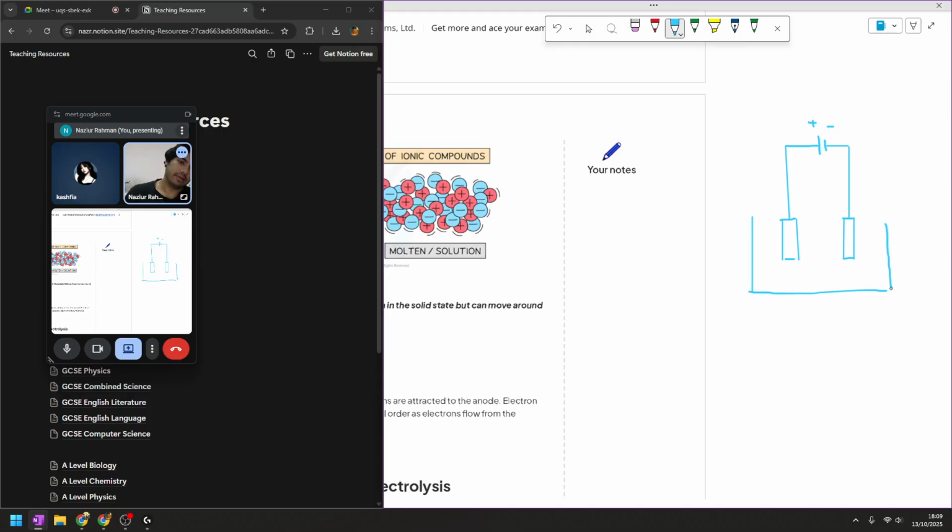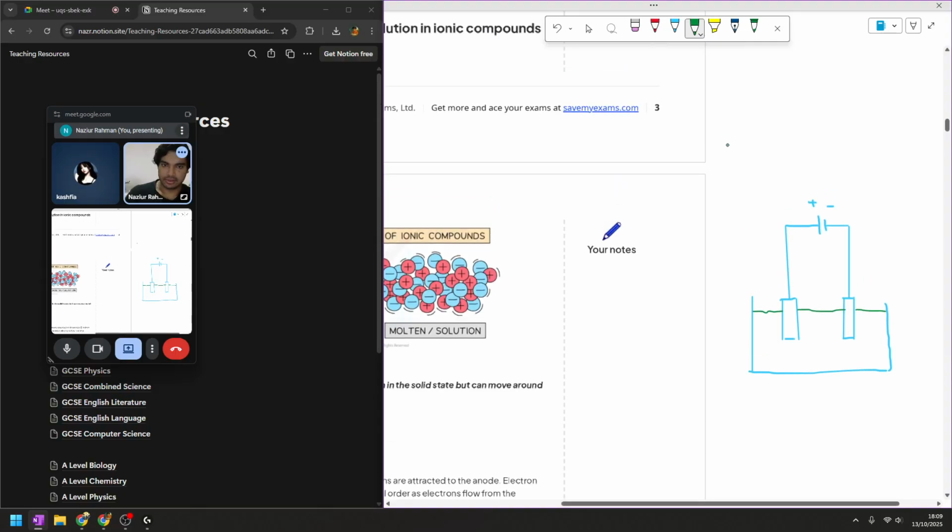To make electricity flow, we need to complete the circuit. We need something so the charge can go around the loop. So to do that, we use an electrolyte. An electrolyte is a compound, a liquid that can conduct electricity. In this case, it would be molten sodium chloride. So we'll study the electrolysis of molten sodium chloride.